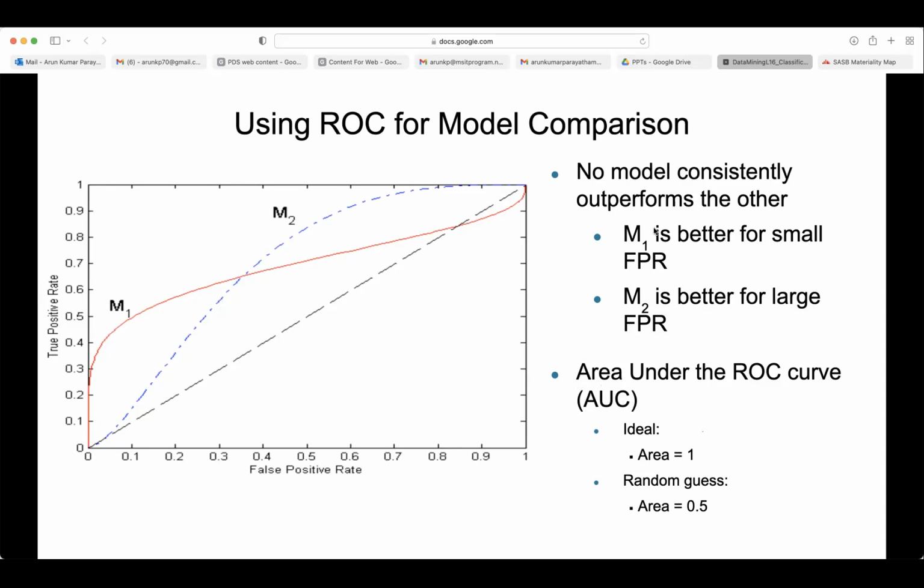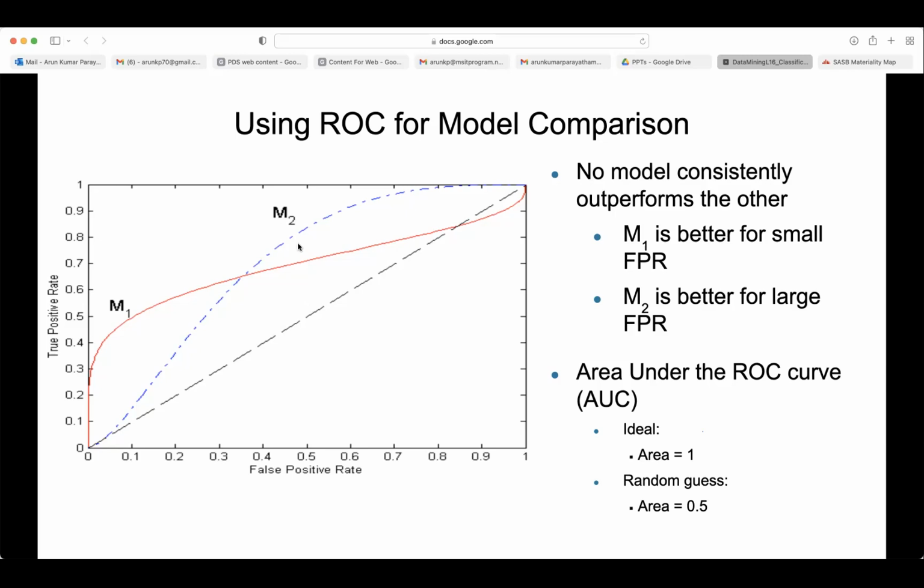No model consistently outperforms the other. M1 is better for small FPR. So which classification model is good? You might have used two classifiers. For one classifier, you got the red ROC curve. For the other classifier, you got the blue curve. So which one is good in both of these?